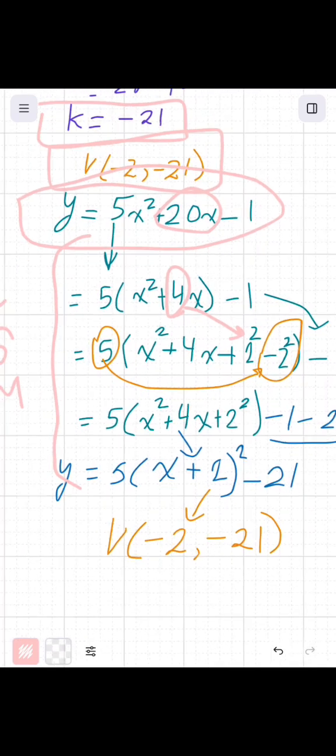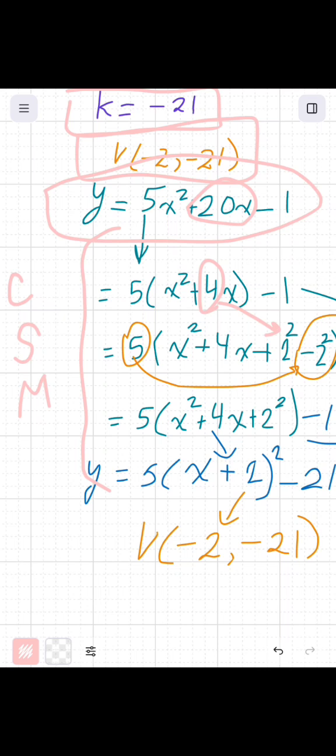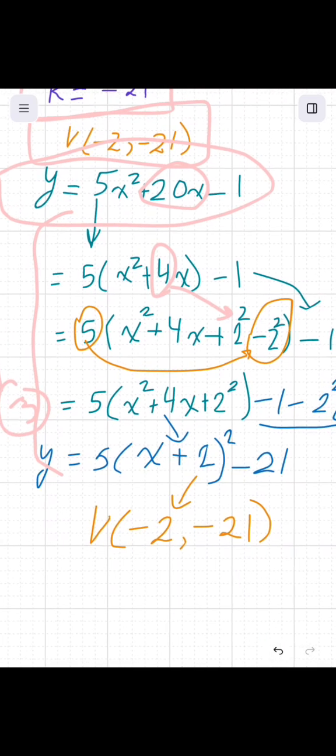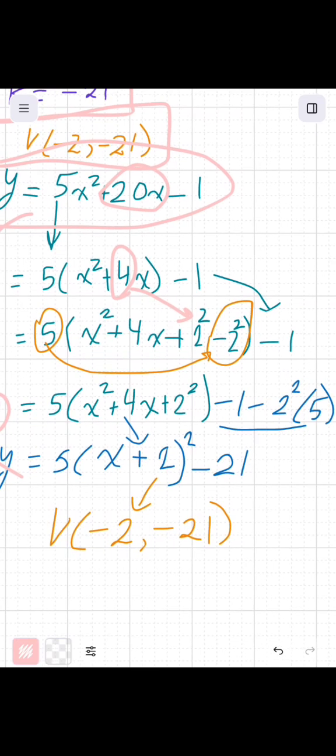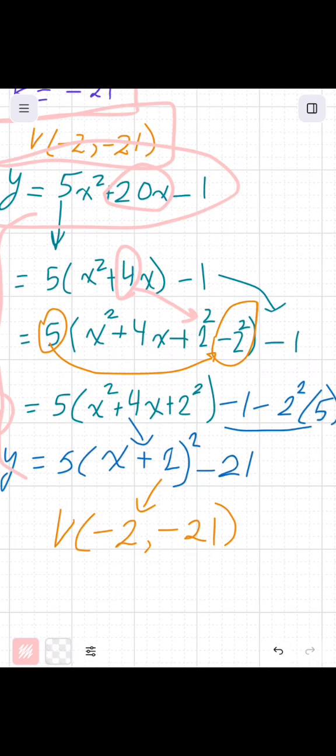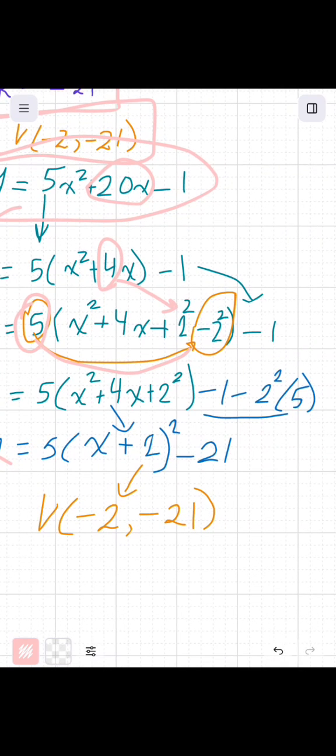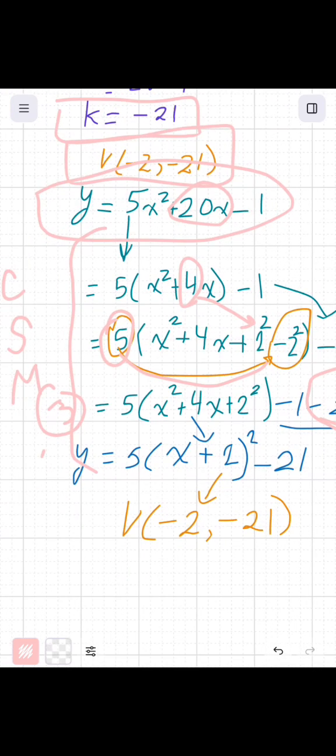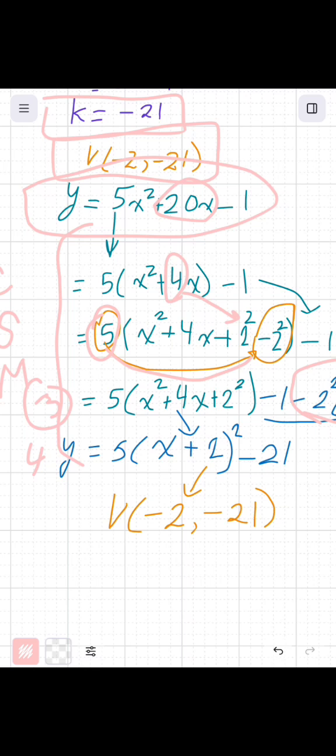So in the third step, what you do is basically you take this minus 2 squared out of the bracket, but minus 2 squared is not alone. This 5 is also multiplied with this minus 2 squared.